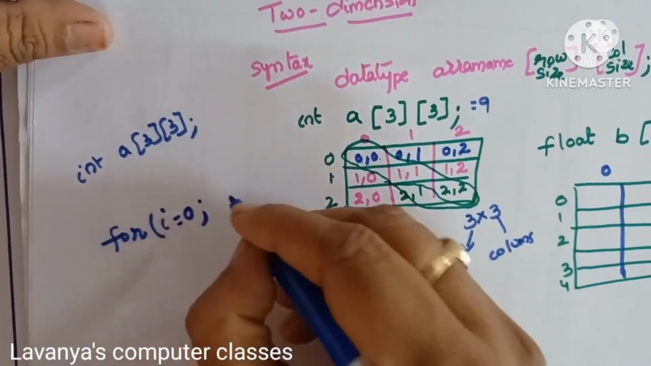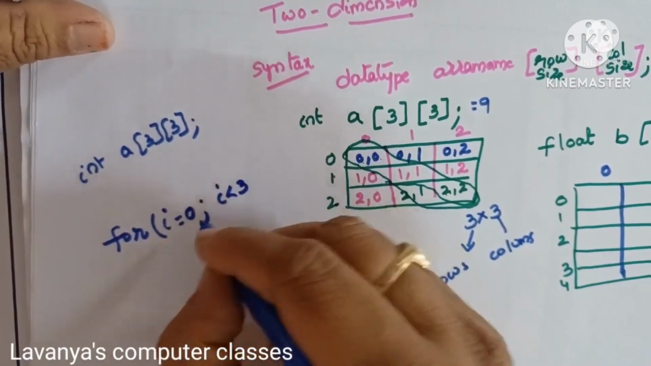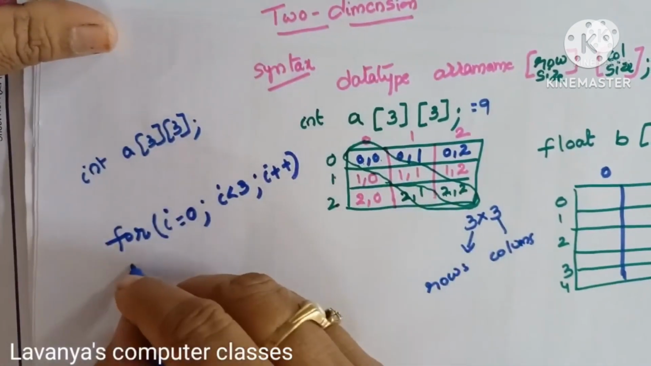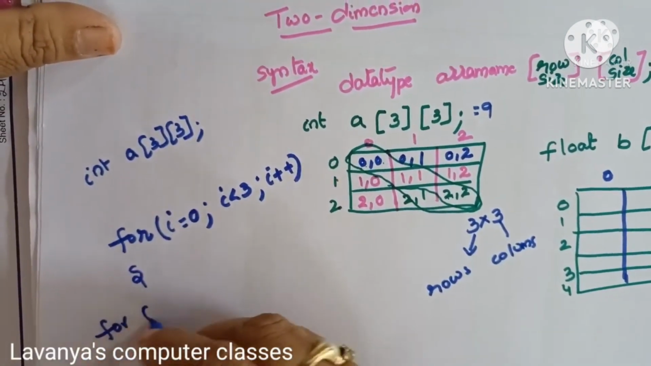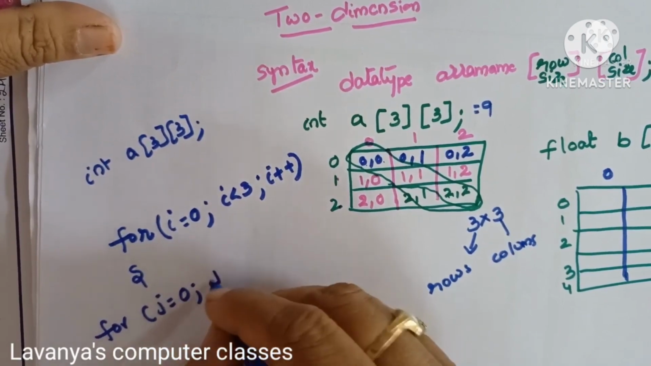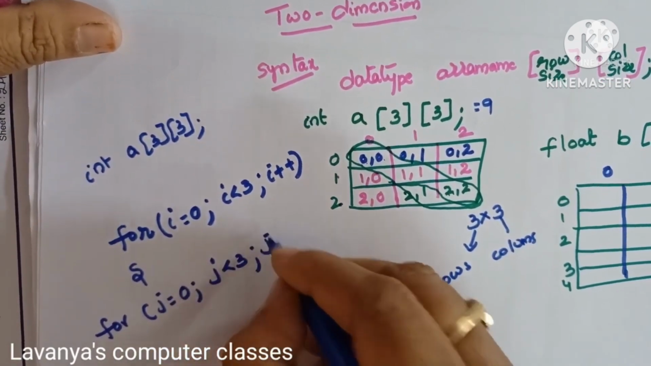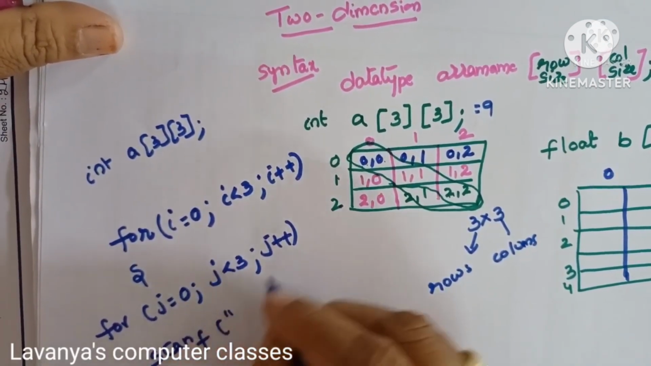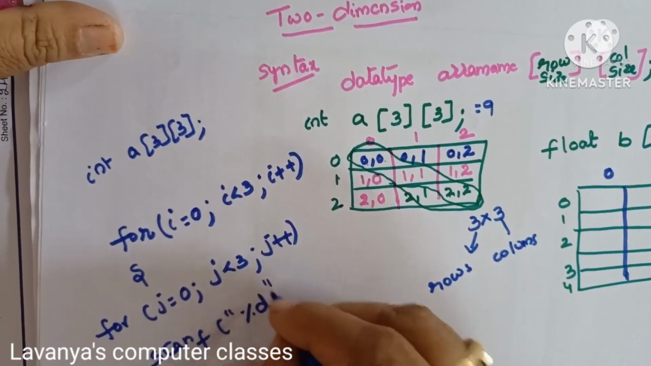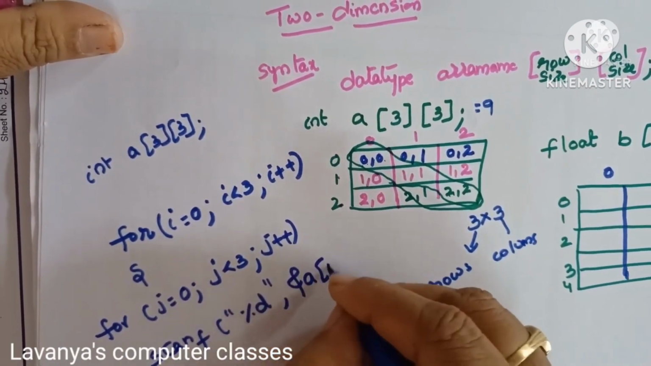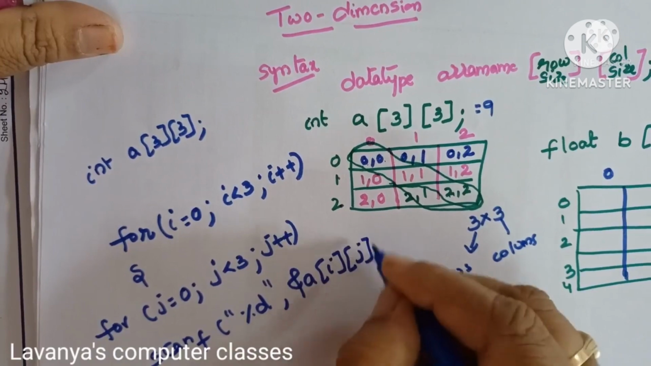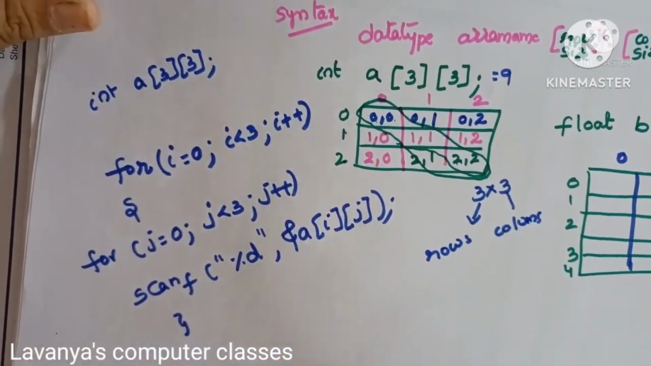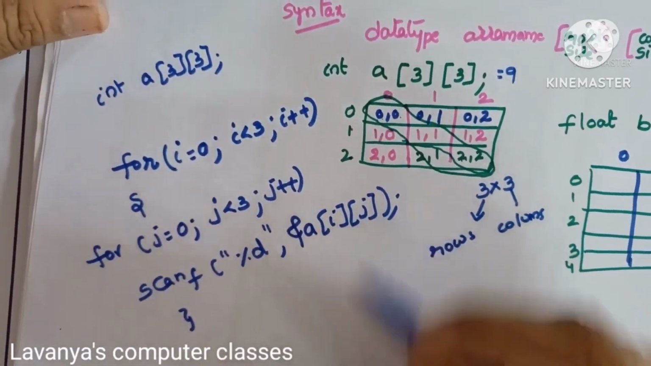For i equals 0, i less than 3 because it starts from 0, i plus plus. Again for j equals 0, j less than 3, j plus plus. Then we write scanf, because these are the integer data type, %d, ampersand a of i j. Like this we can read the elements in a double dimensional array. i for row, j for column.